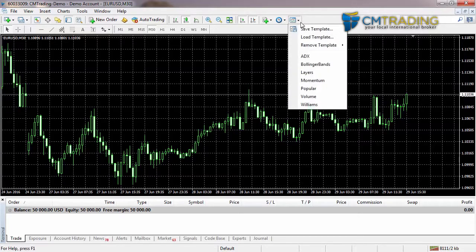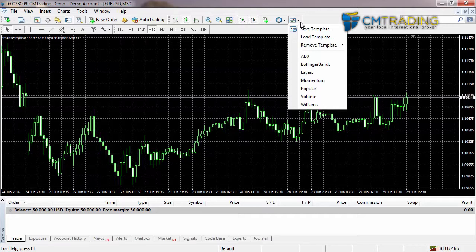The next button is templates. Once you have set up a chart the way that you like it to be, with all of the indicators and things like that, you can save it as a template. That way, when you load a new chart, you can simply apply your template so you don't have to go through all of these settings again.